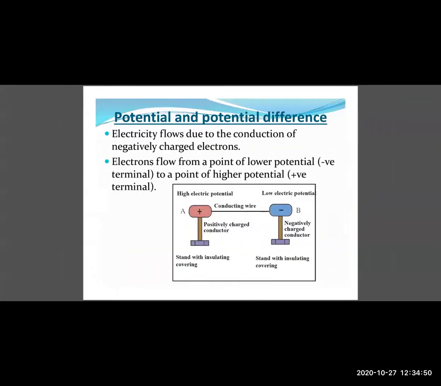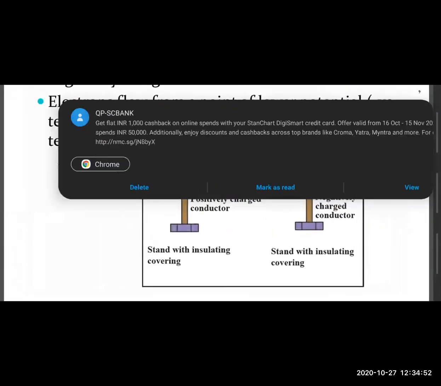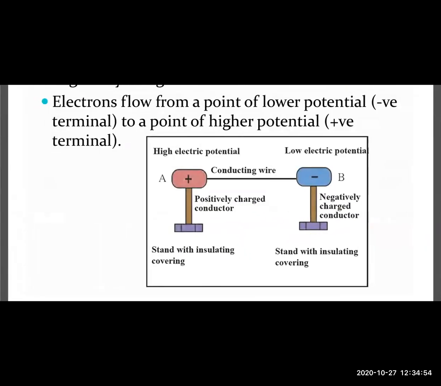So if you look at this diagram here, we have two conductors, a positively charged conductor A and a negatively charged conductor B. As we have already discussed, the positive terminal is always at a higher potential, and the negatively charged conductor will be at a lower potential, and they are connected on a stand with an insulating cover, right?